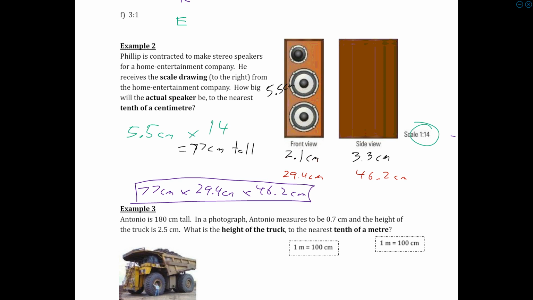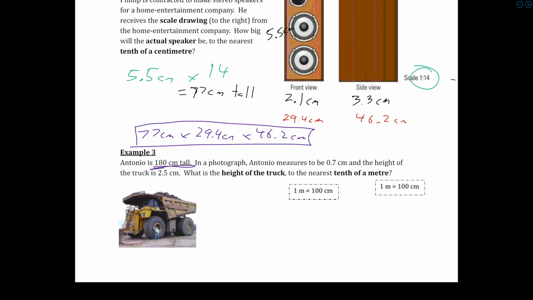Okay, now this is a little clearer. I like this question a little more. Antonio is 180 centimeters tall. Okay, in real life, he's this tall. In the photograph, he measures to be 0.7 centimeters. And the height of the truck is 2.5 centimeters. That's the photo. It wants to know the height of the truck to the nearest tenth of a meter.